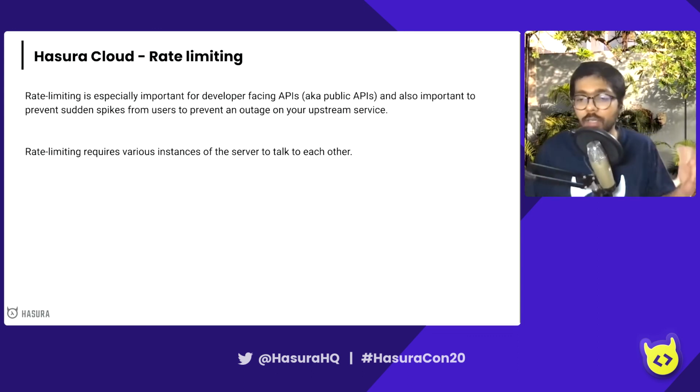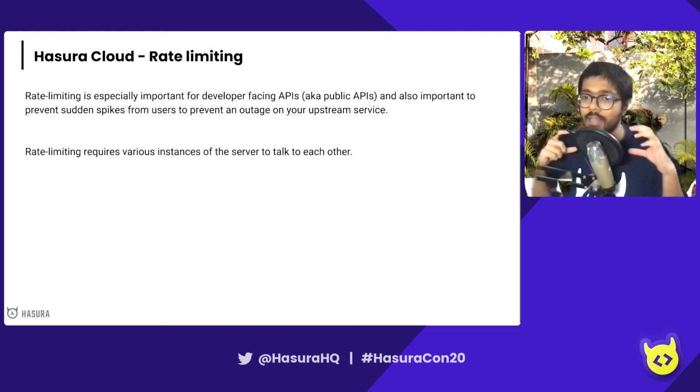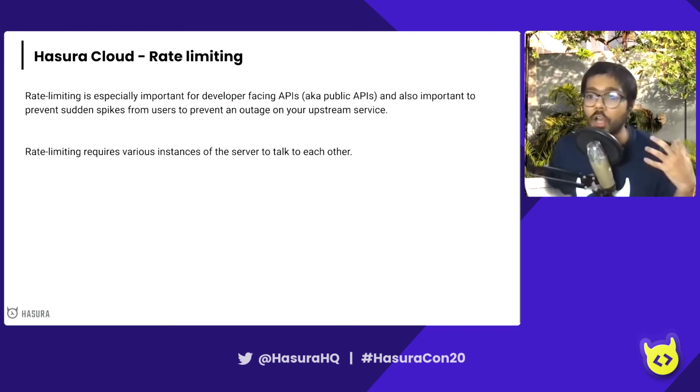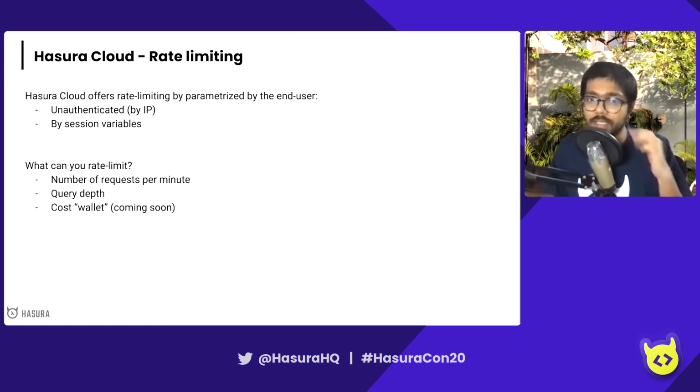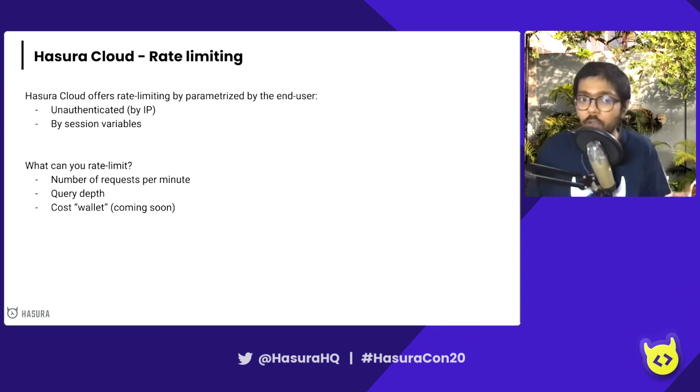And Hasura Cloud has a little bit of state that it maintains at the edge, which can take care of making sure that this counter is maintained. Hasura's rate limiting is fairly straightforward. It's parameterized by the end user. So if it's unauthenticated, then by IP, or by session variables. And you can rate limit based on the number of requests per minute or query depth.